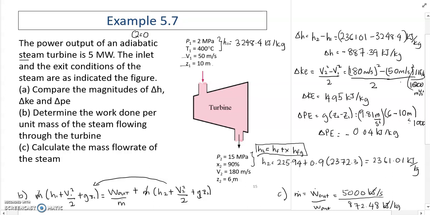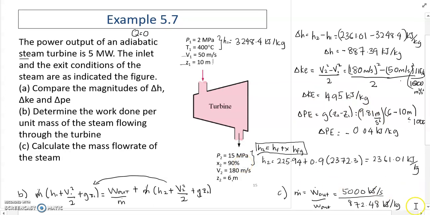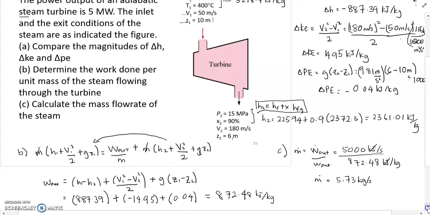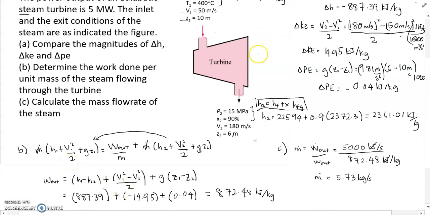Now let's look at part B. The question asks to determine the work done. First, you need to rewrite the energy balance equation for the turbine. So it's m dot times H1 plus V1 squared over 2 plus g Z1 equals W dot out, the power, plus m dot times H2 plus V2 squared over 2 plus g Z2.